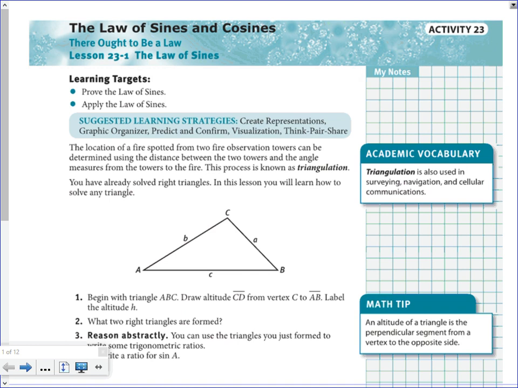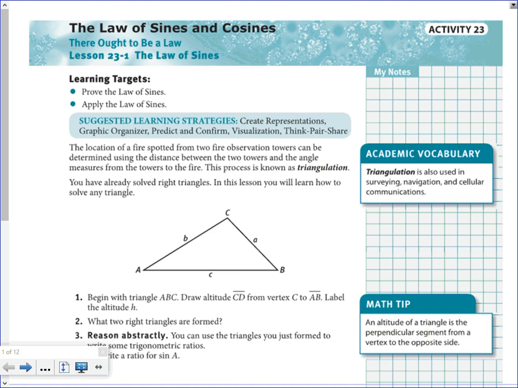All right, so today we are going to be looking at lesson 23.1, which is the law of sines. We are going to be continuing our study of our trig ratios, except now we are going to apply them to non-right triangles. In the previous activity, we looked at sine, cosine, and tangent as being ratios of opposite to hypotenuse, adjacent to hypotenuse, and opposite to adjacent. But in this lesson, we are going to use that to discover and develop this law of sines.